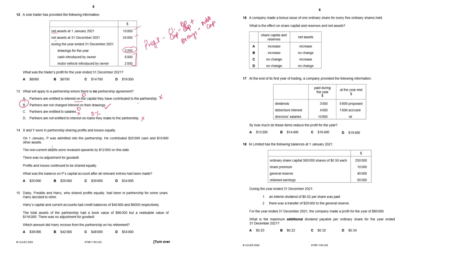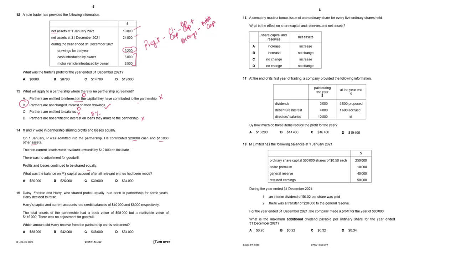X and Y were in partnership, sharing profits and losses equally. On 1st January, P was admitted into the partnership. He contributed 20,000 cash and 10,000 in other assets. Non-current assets were revalued upwards by 12,000, so there was a profit on revaluation of 12,000. There's no adjustment for goodwill. Profits and losses continue to be shared equally between the three partners.